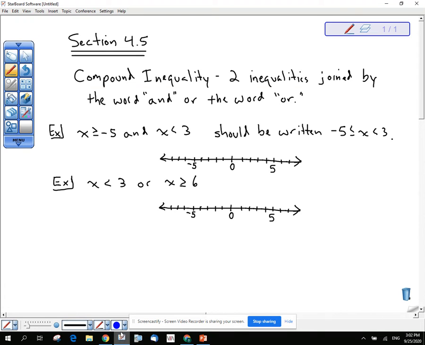Algebra 1, Section 4.5, compound inequalities. We got a definition for you there. A compound inequality is two inequalities joined by the word and or the word or.